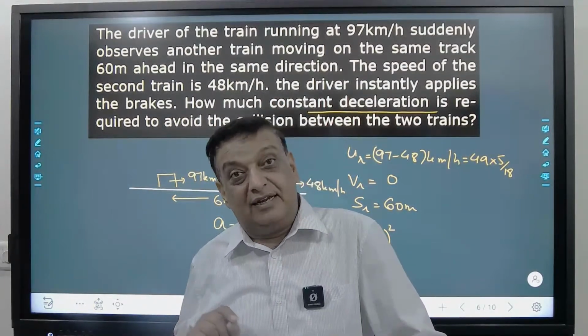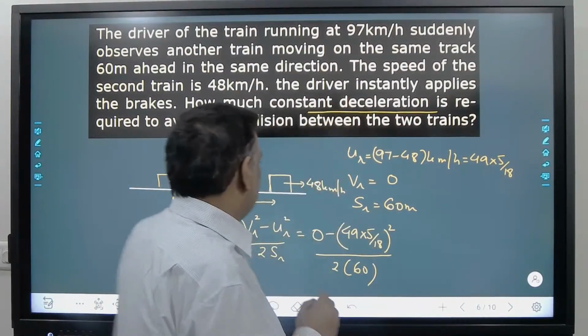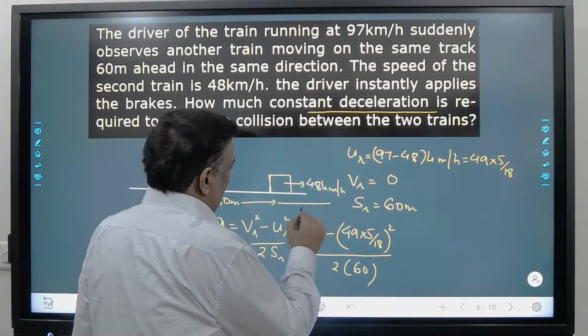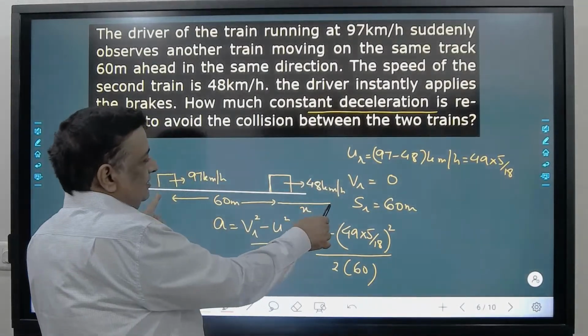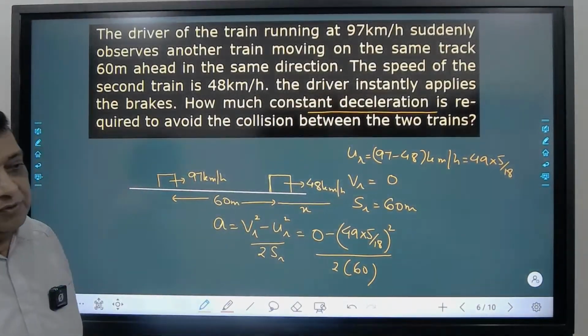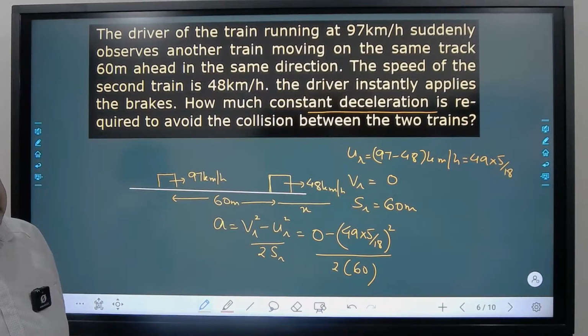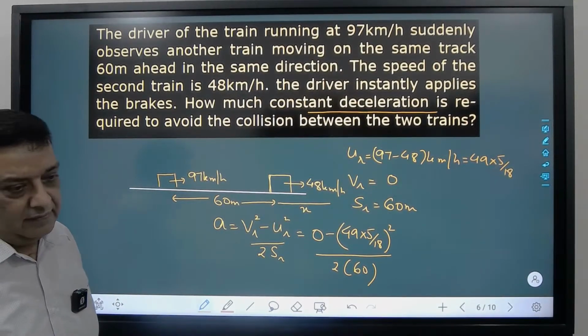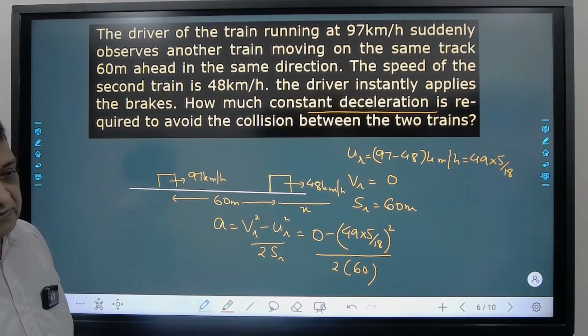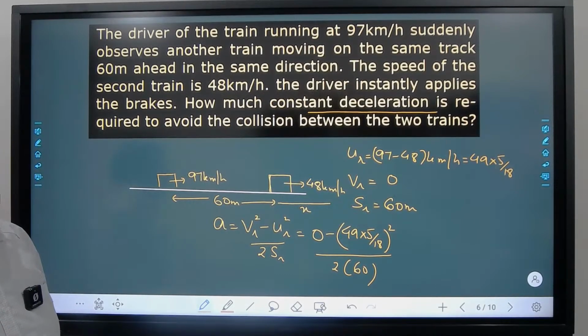And SR is the relative distance. Relative distance because if this train travels x, then this one has 60 plus x to travel. So you have to see how much the relative distance is. So you just have to apply the relative distance and then you can find the answer.